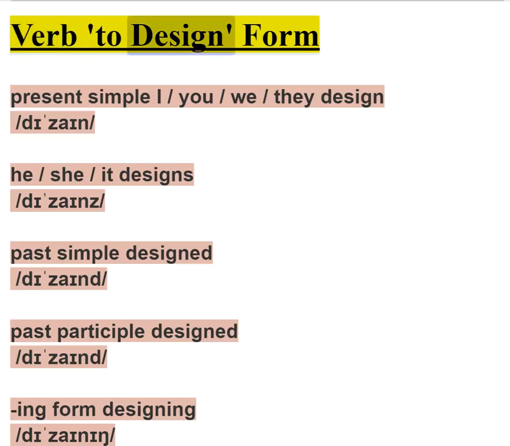Verb to design forms. Present simple: I, you, we, they design; he, she, it designs. Past simple: designed. Past participle: designed. Ing form: designing.